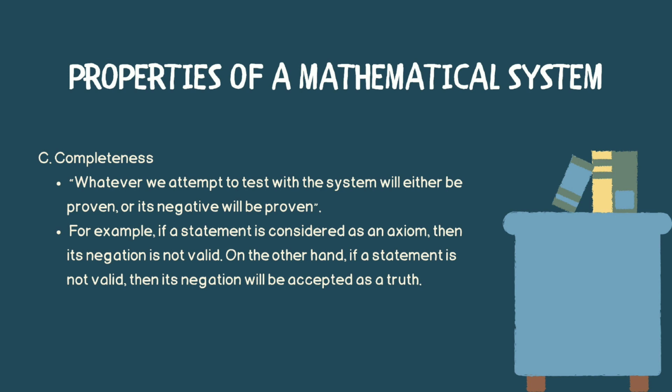Third, completeness. This refers to the statement that whatever we attempt to test with the system will either be proven, or its negative will be proven. This is somewhat like consistency. For example, if a statement is considered as an axiom, then its negation is not valid. On the other hand, if a statement is not valid, then its negation will be accepted as a truth.